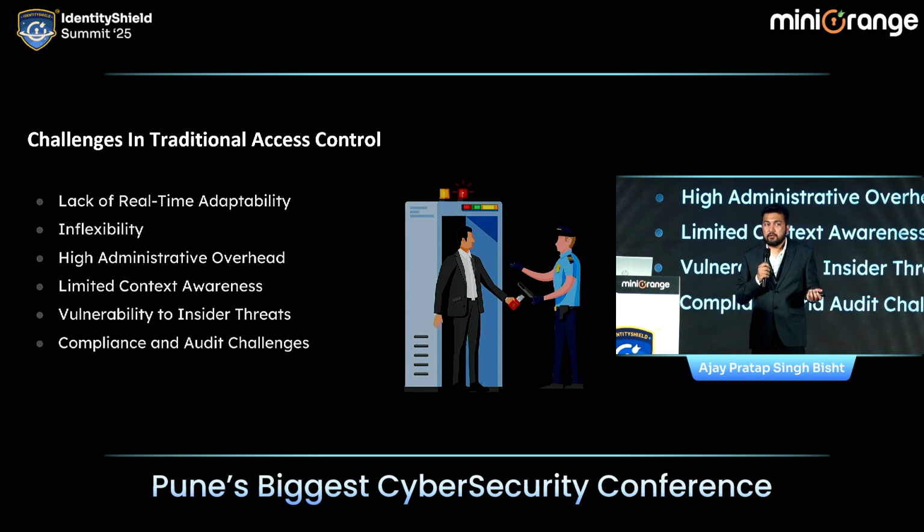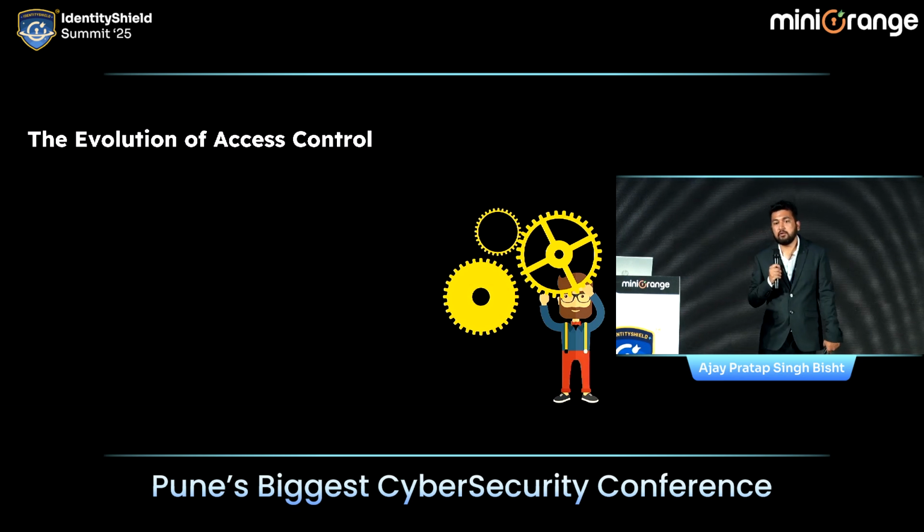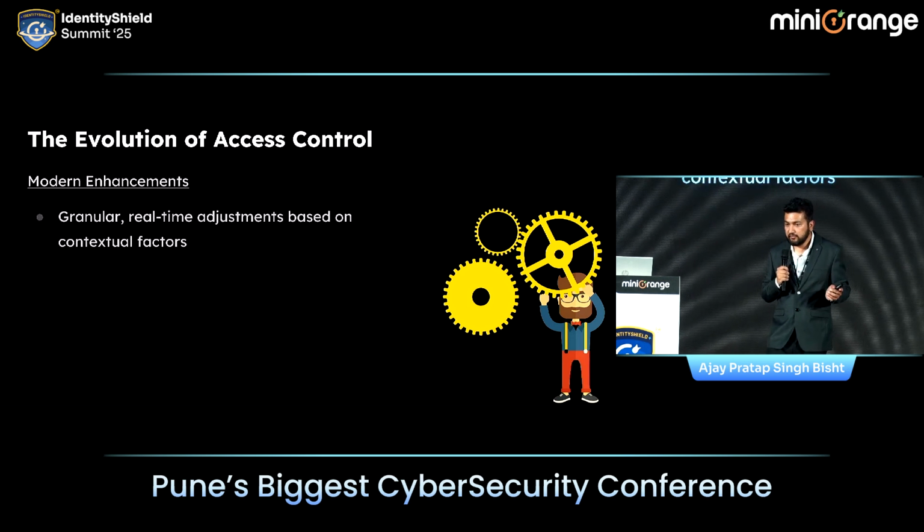Then, because of all these issues, many organizations were facing compliance issues. They weren't able to get compliance properly. So how was the evolution of access control done? Basically, there was a modern enhancement. The major key part which was missing was the real-time capability. So we added real-time capability and adjust based on contextual factors. And we can modify those context parameters on the go and change their policies and revoke their access if needed, or change their access if needed. That totally depends on system to system.